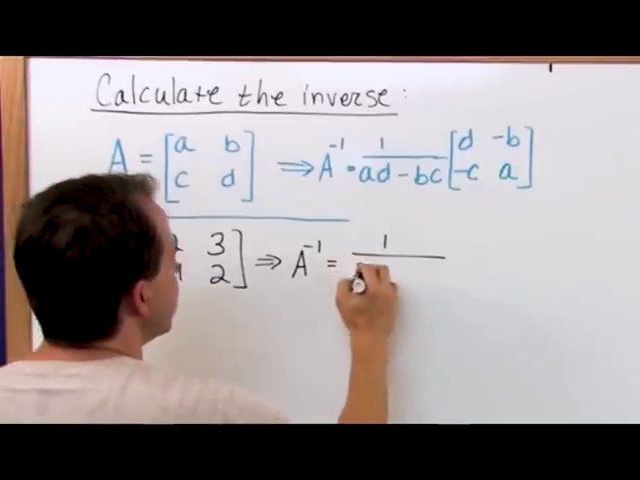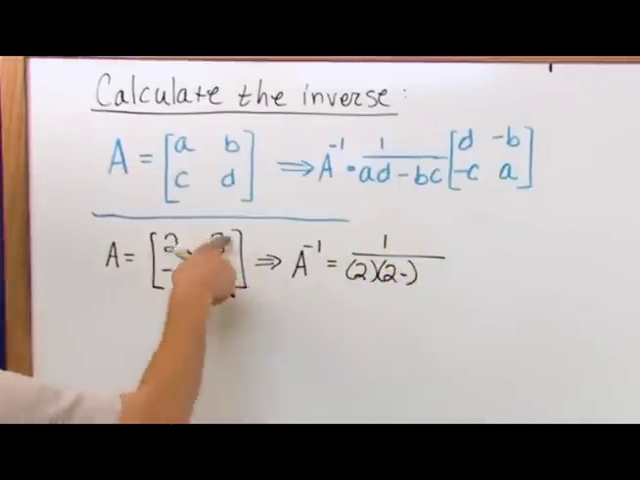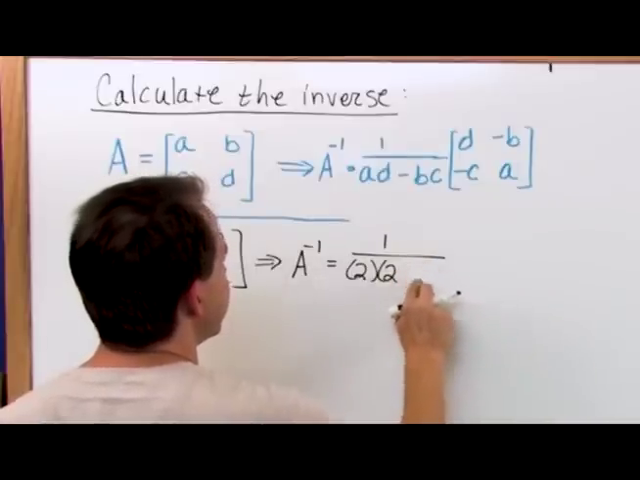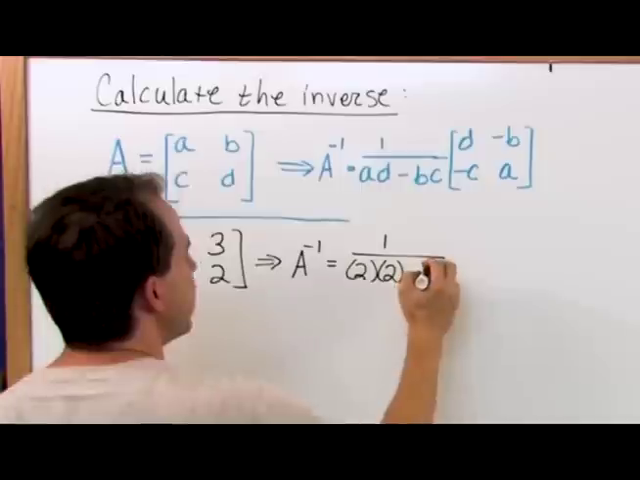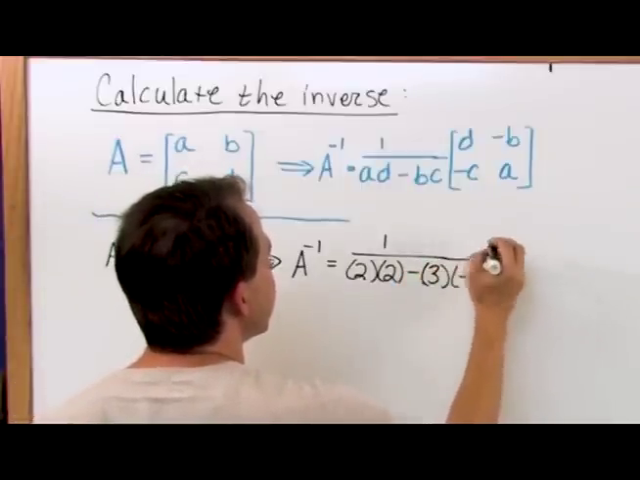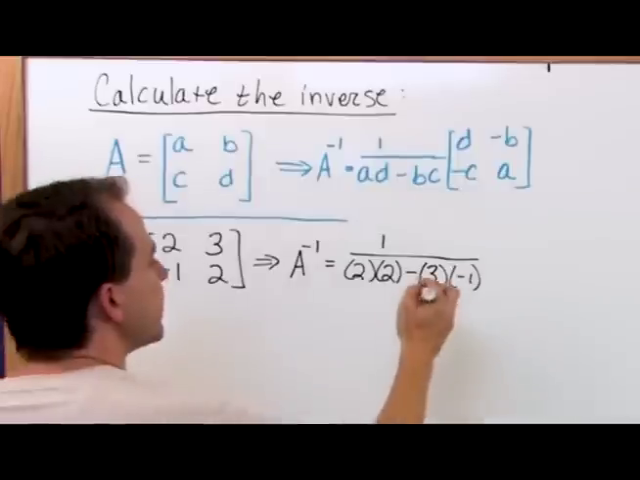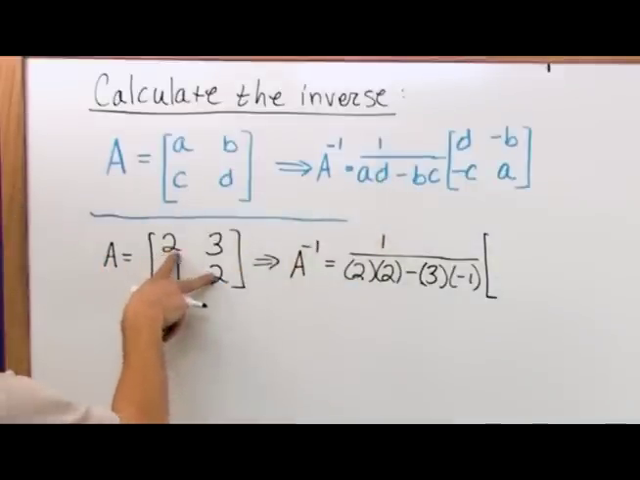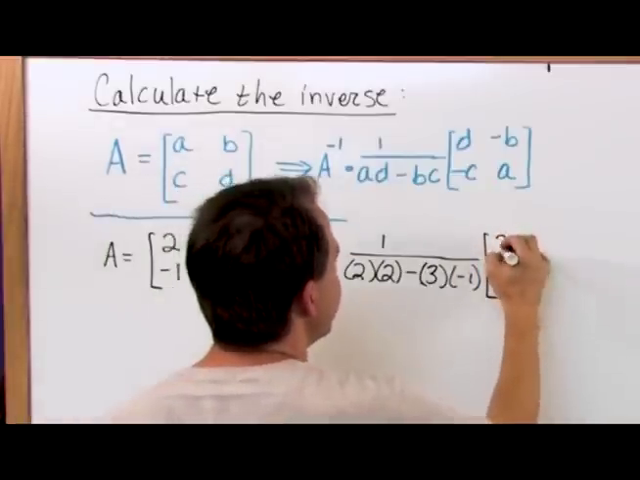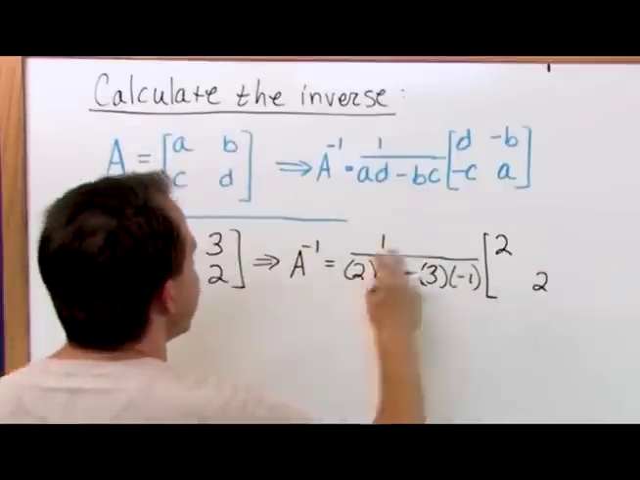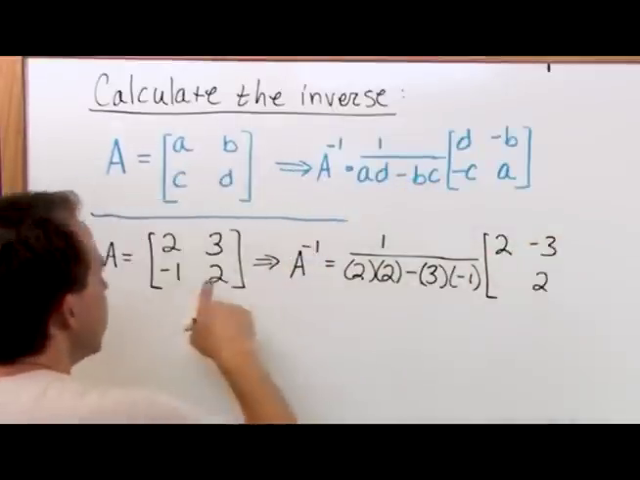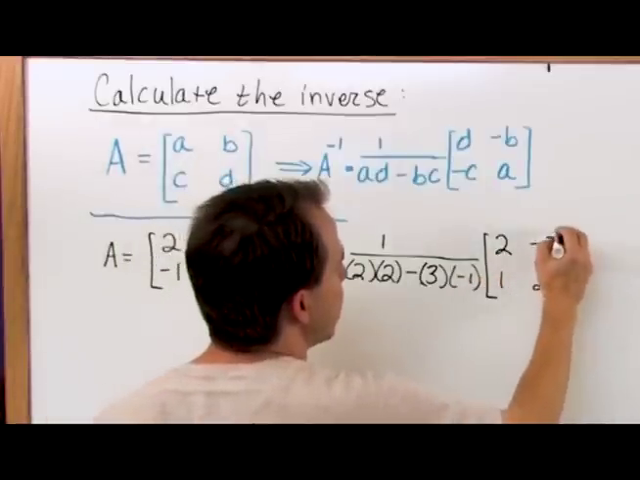This times this, so it's going to be 2 times 2 minus B times C, 3 times negative 1. Okay, that's the first part. So I'm going to multiply by this matrix, and if you look at the formula here, D and A are actually flipped from our original matrix. But since it's the same number, it really doesn't matter, so I'm going to put 2 here and 2 down here, and then these two numbers are negated. That's what the negative B and negative C is. You just put a negative sign there. So you have negative 3, and negative times this negative is going to give you a positive 1. So you have a positive 1 down here.